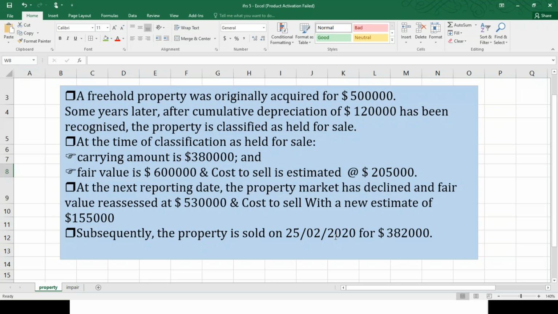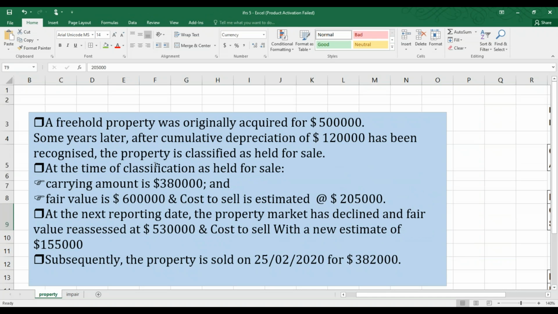Let's come down to the calculations. On 1st of June 2019, when the asset was classified as held for sale, the carrying amount in the books was 3,80,000, and the fair value less cost to sell was $3,95,000. Since I have classified it as held for sale, I'm going to measure it at the lower of carrying amount or fair value less cost to sell. Out of 380 and 395, the lesser amount is $3,80,000. I am going to measure my property held for sale at $3,80,000.